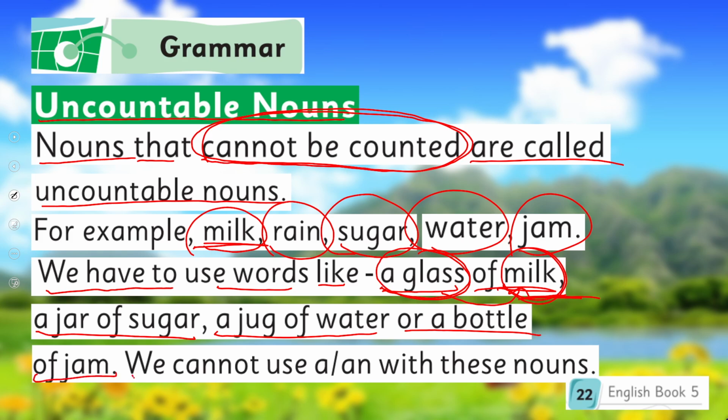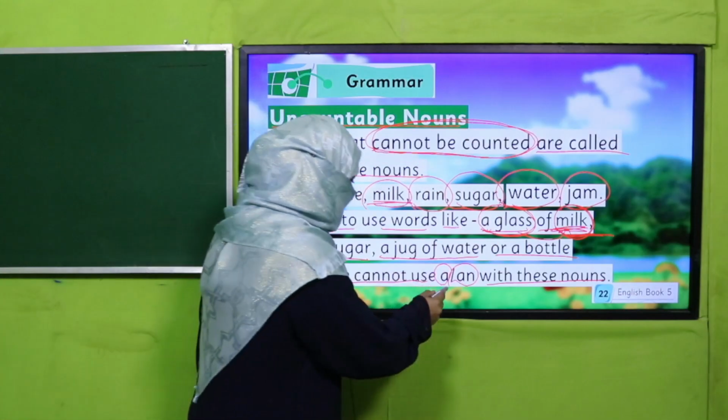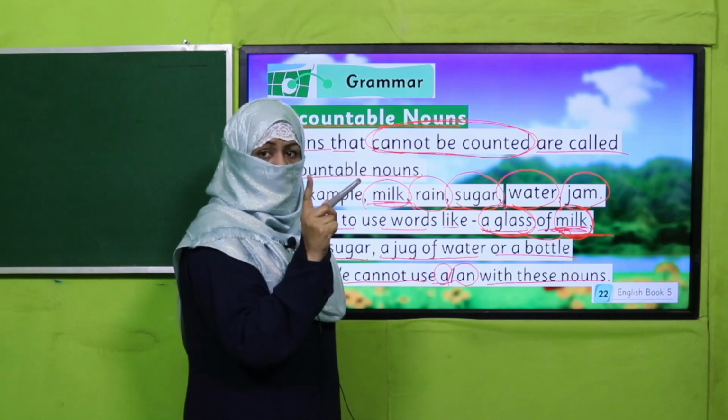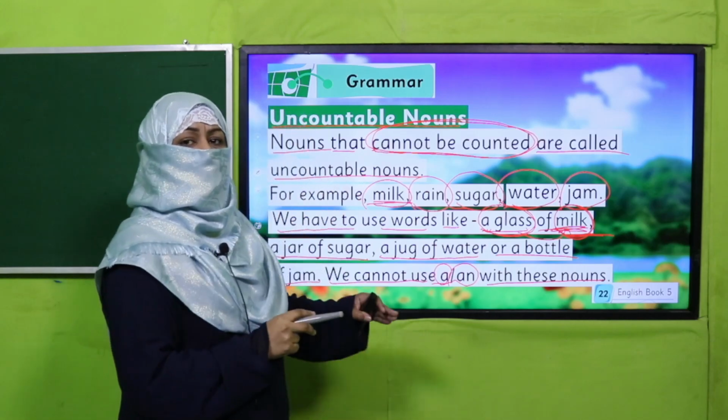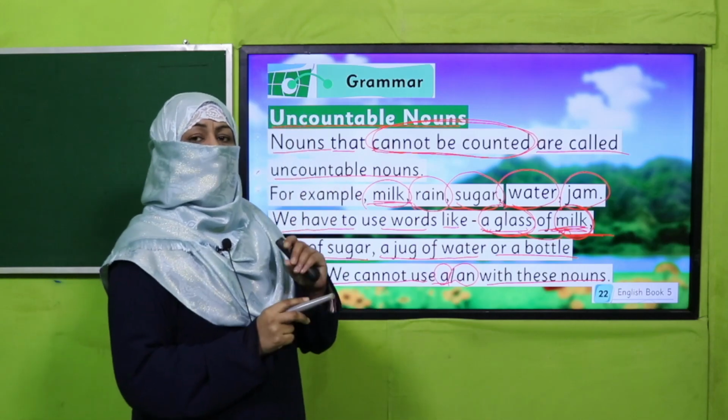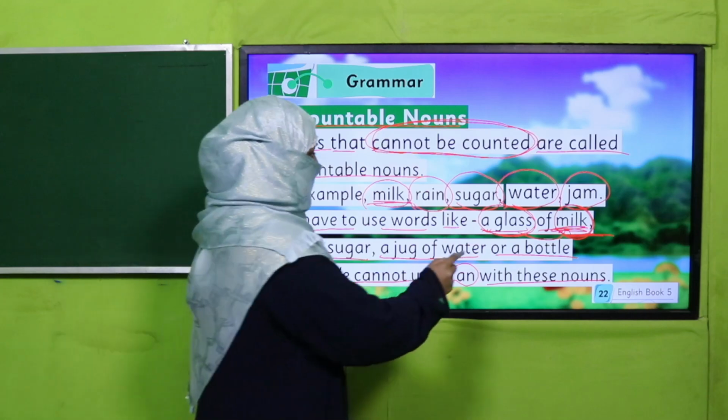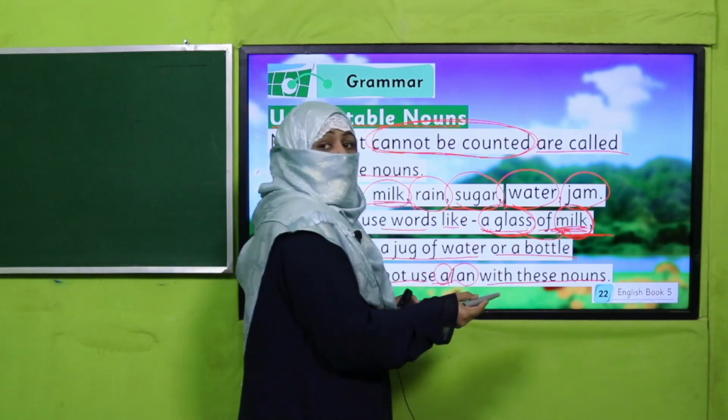We cannot use a or an with these nouns. You see, here, milk is uncountable. I cannot say, give me a milk. That is wrong because we know a and an refer to one. So these articles tell us in numbers one. But here, milk is uncountable. So, how will I say?